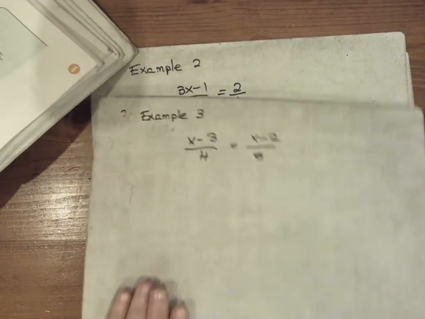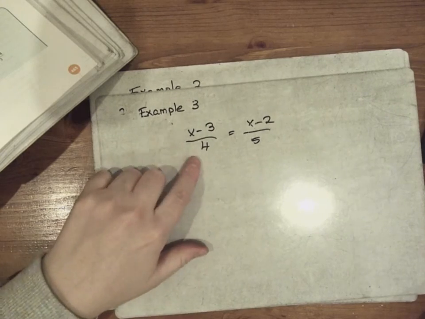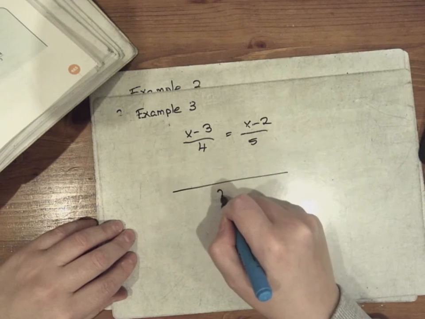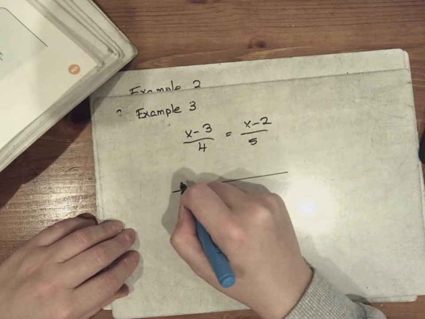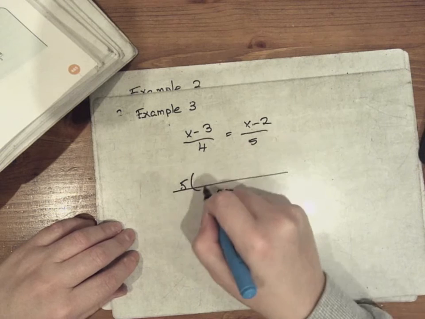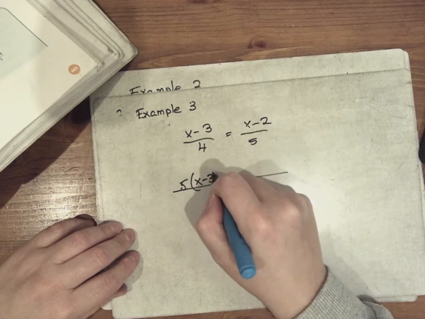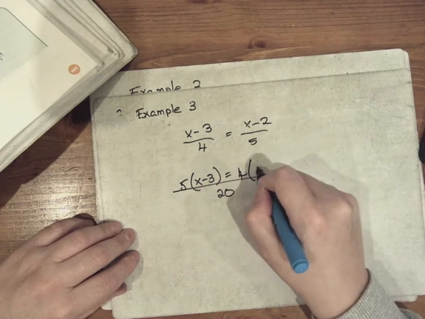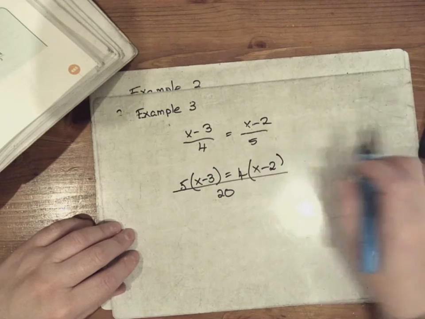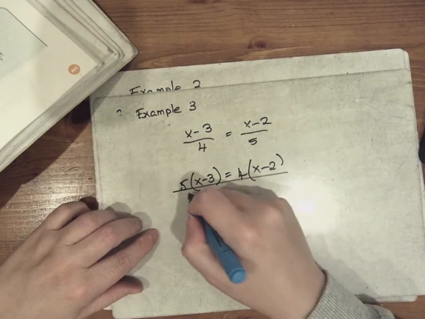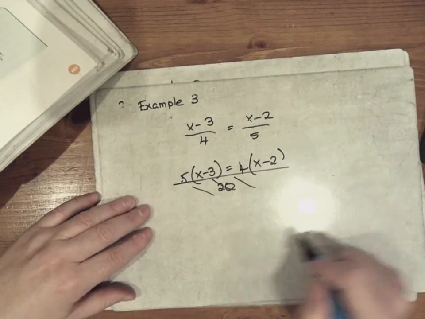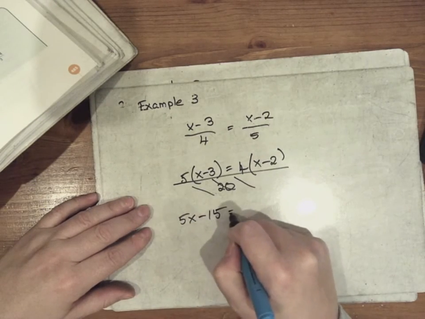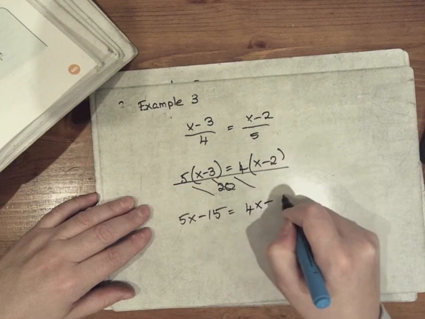Example 3. A fraction equal to a fraction. The common denominator for 4 and 5 is 20. So 4 into 20 goes 5 times, 5 multiplied by whatever is above the line, which is x minus 3, equals 5 into 20 goes 4 times, 4 multiplied by whatever is above the line, which is x minus 2. Drop the common denominator, you've evened up both sides, multiply out. 5x minus 15 equals 4x minus 8.